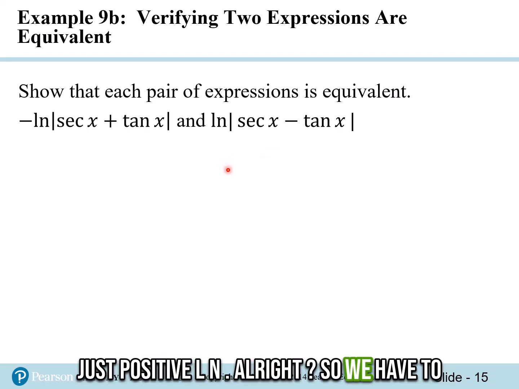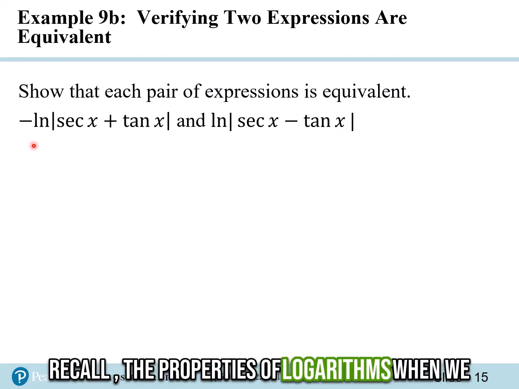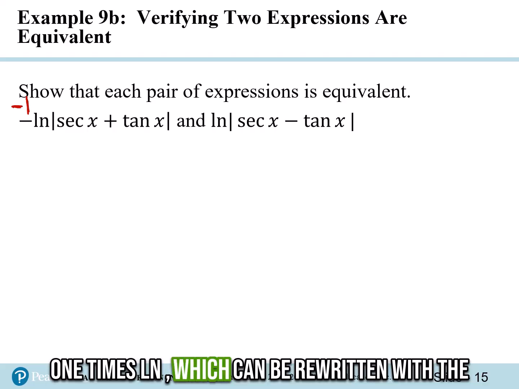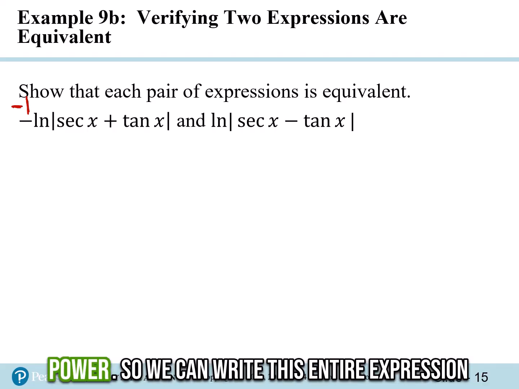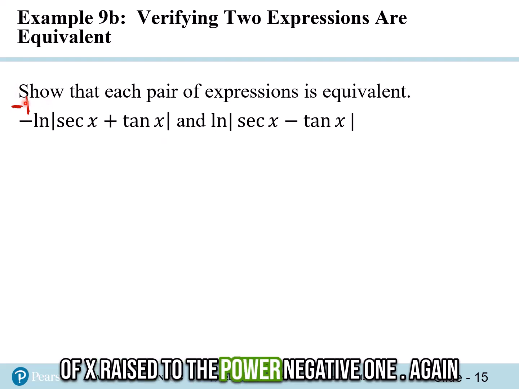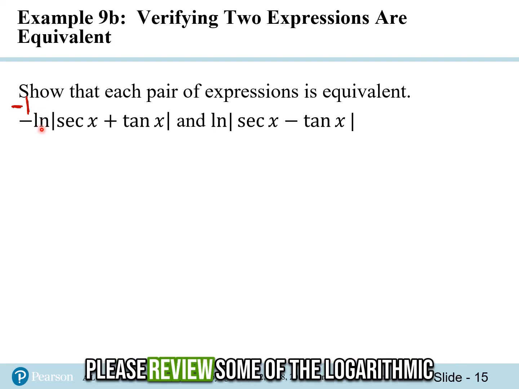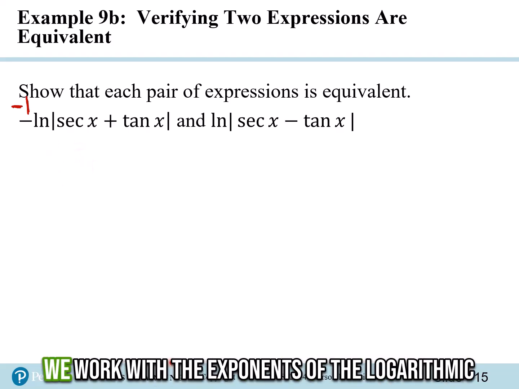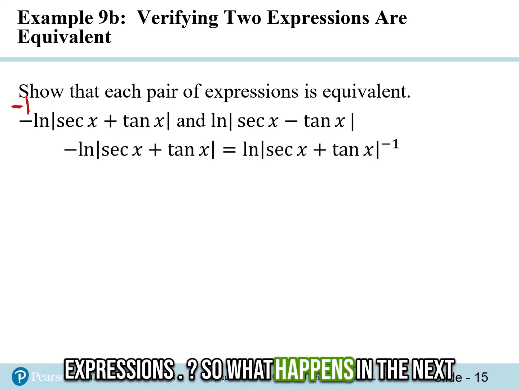All right, so we have to recall the properties of logarithms. When we have minus ln, that's the same as writing minus 1 times ln, which can be rewritten with the power. So we can write this entire expression as ln of the absolute value of secant x plus tan of x raised to the power negative 1. Again, please review some of the logarithmic properties, and you will see that that's how we work with the exponents of the logarithmic expressions. So what happens in the next step?